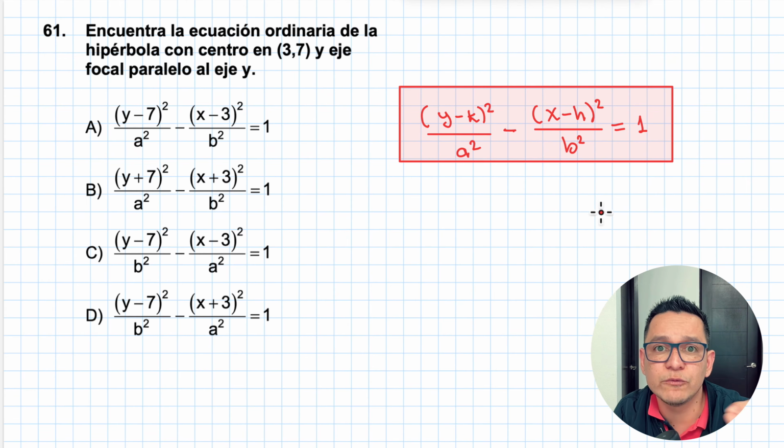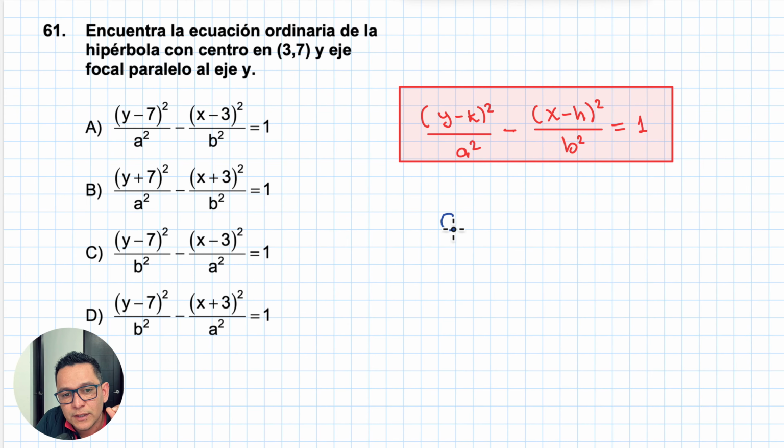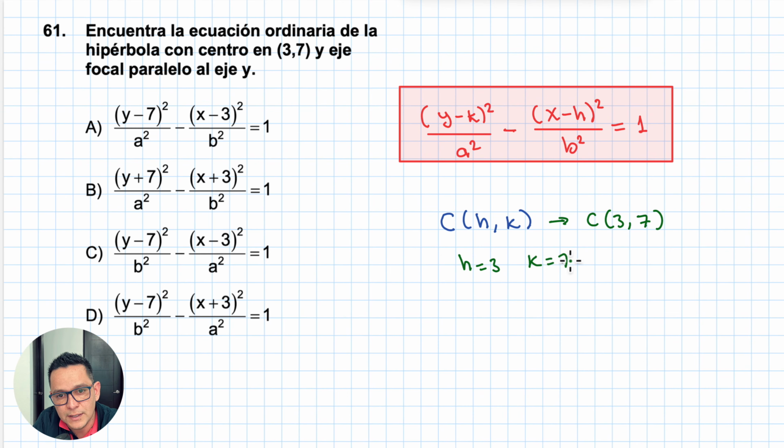In this case, the center has coordinates (h, k). So as you can see, we already have everything. Why is that? Because they're already telling us what the center is. They're telling me it's at (3, 7), so let me write it down. 3, 7. Okay, so that means that h is 3 and k is 7. Now we would just substitute directly here and here, right?